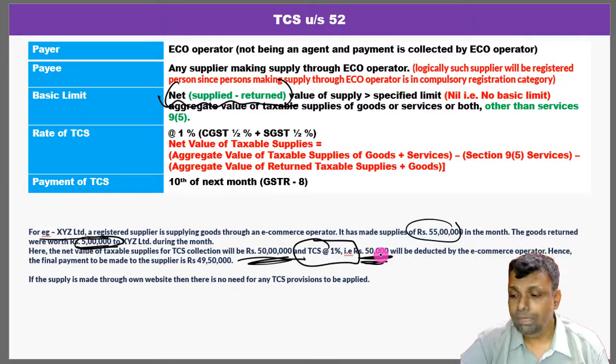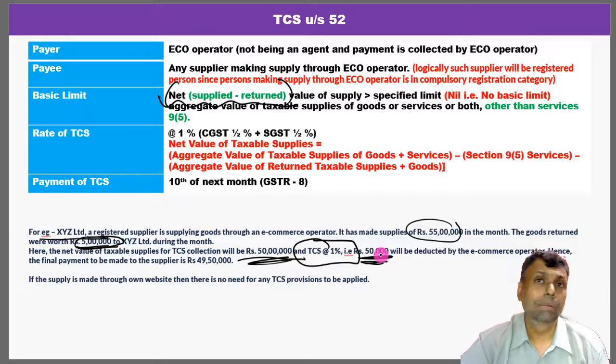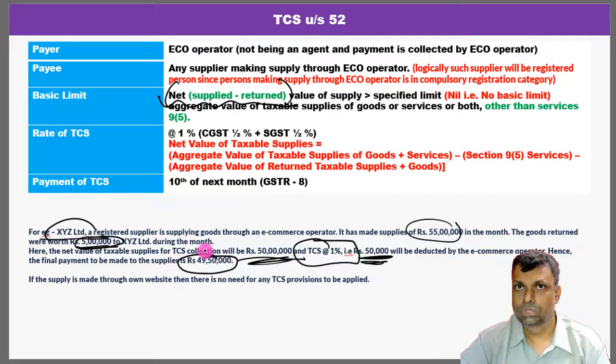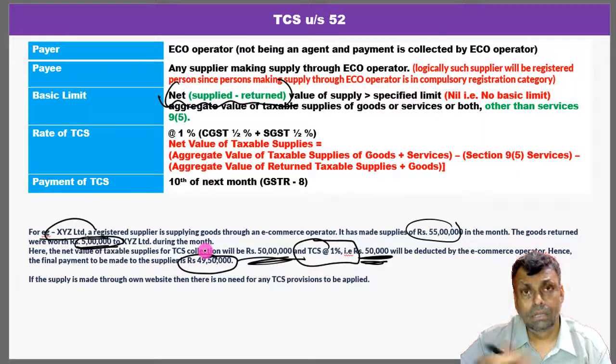That means logically that much amount will not be paid by the e-commerce operator. So if the e-commerce operator now has to pay money to this particular company, how much will it pay? It will pay 49 lakh 50,000, because 50 lakh rupees has been supplied by the supplier through the e-commerce operator, minus the TCS, because that much amount has to be withheld, and the net balance will be settled with the respective person.